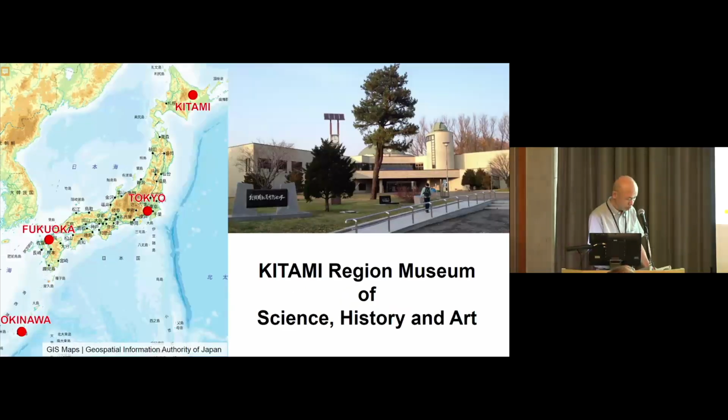This is the Kitami Region Museum. This is a map of Japan. Okinawa is here, southern tip. Kitami is in eastern Hokkaido, northern tip. Here, Fukuoka, Tokyo. This museum houses many fossil specimens collected from the region. But there is no paleontologist. Museum curators are archaeologists.